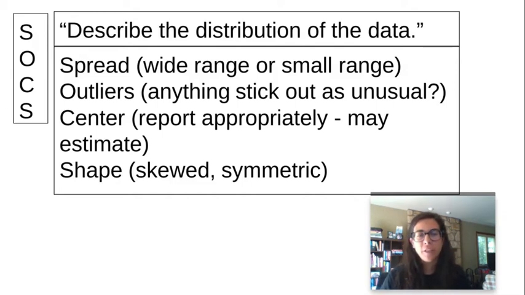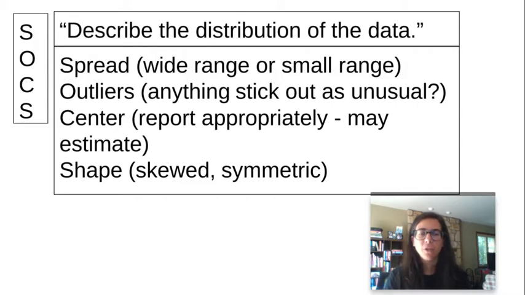Outliers: is there any data element that sticks out as unusual? Is there any behavior that seems not as frequent? Center: this is mean, median, or mode, and I need you to report them appropriately. So pick the one that you should report based on what you've learned. And you may estimate. If you're just given a graph and it says describe the distribution, you can even give a range and say, oh, the median is between here and here.